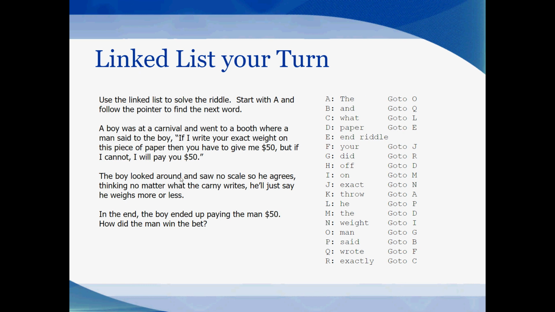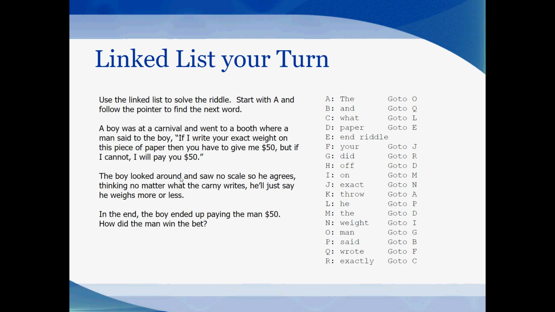You have a boy, he was at a carnival, and he went to the booth where the man said, "If I write your exact weight on this piece of paper, then you have to give me $50. But if I can't write your exact weight on this piece of paper, I will pay you $50." And the man looked around and he saw no scales, so the boy looked around, didn't see a scale, so he agrees. He thinks, no matter what this carny writes, I'll just say I weigh either more or I'll weigh less. And in the end, the boy ended up paying the man $50. How did the man win the bet?